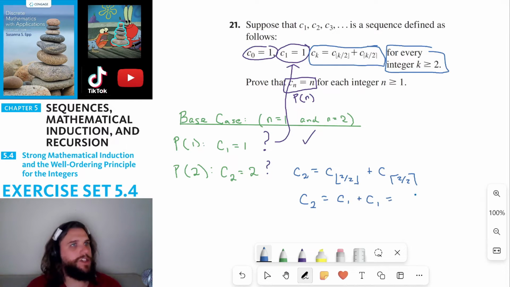And we already know what C sub 1 is. C sub 1 is 1. This is given to us. So this is 1 plus 1, which equals 2. And that's what we wanted to prove. We wanted to prove that P of 2 is true, that C sub 2 actually does equal 2. So we've proven that P of n is true for n equals 1 and n equals 2. Let's move on to the inductive step.